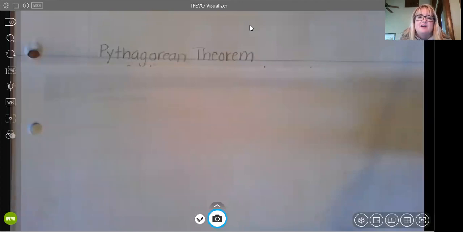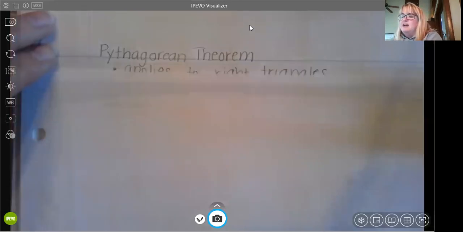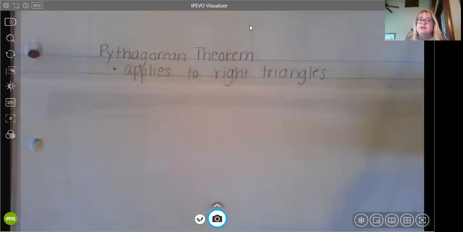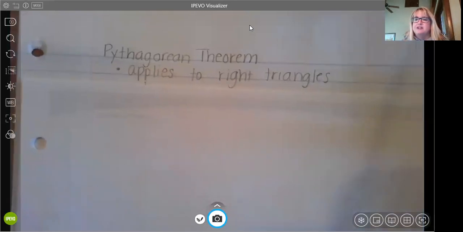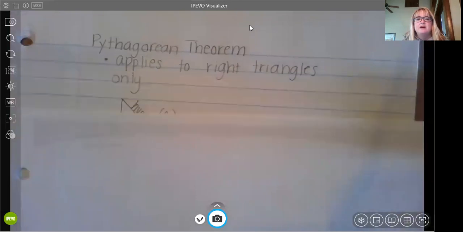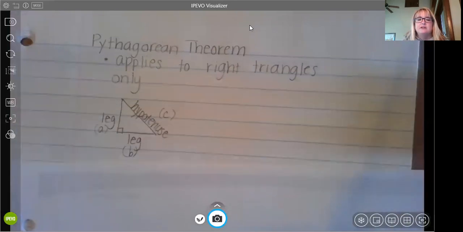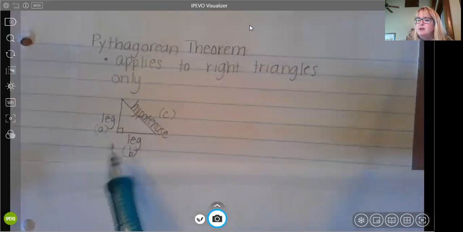The Pythagorean theorem: there was a mathematician named Pythagoras who found a relationship among right triangles. And so the Pythagorean theorem, you need to write this down, applies only to right triangles. It does not apply to any other type of triangle, just right triangles. And to understand it, you need to understand the parts of a right triangle. I want you to take a look here.